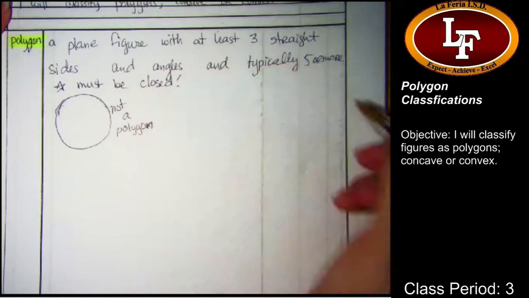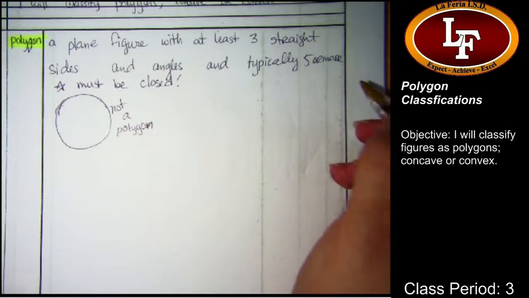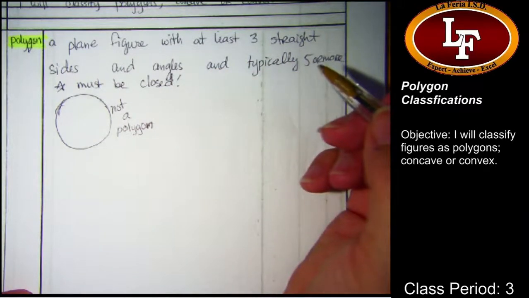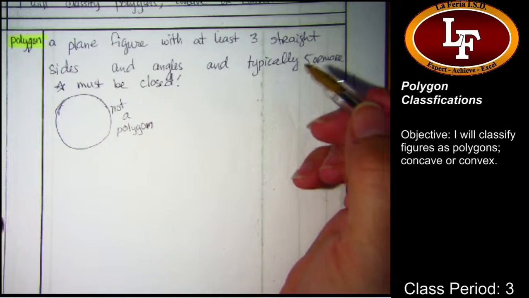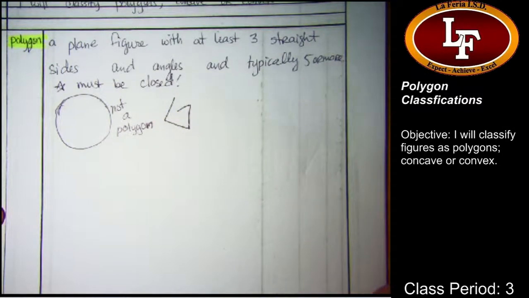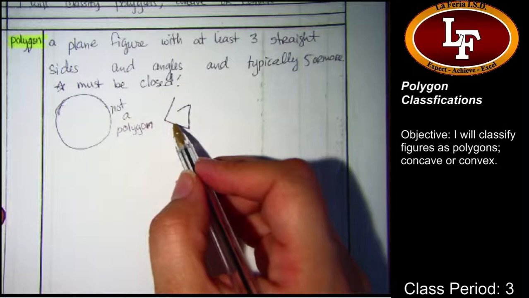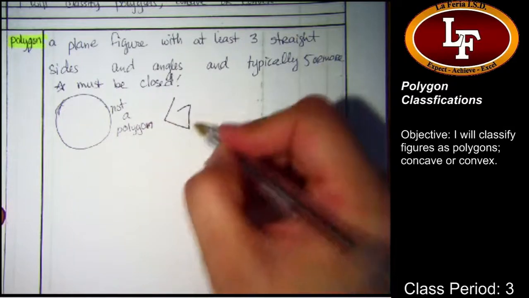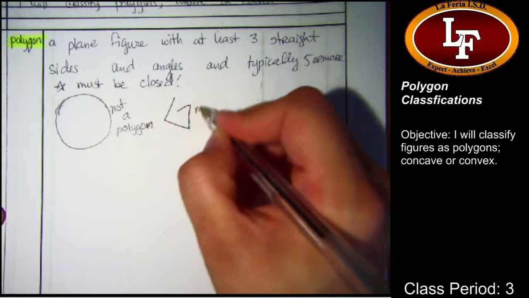When you say typically what? 5 or more. So if it must be closed, is this thing a polygon? No. Why not? Is this one a polygon? No, that one's not. Why not? Because it's not closed. Yeah, it's not closed.